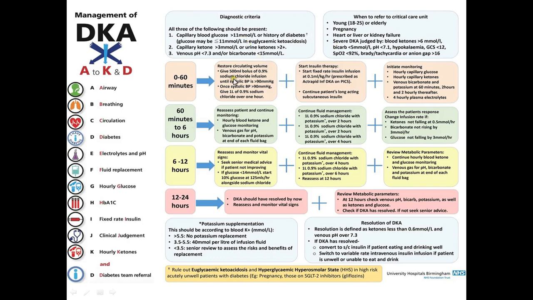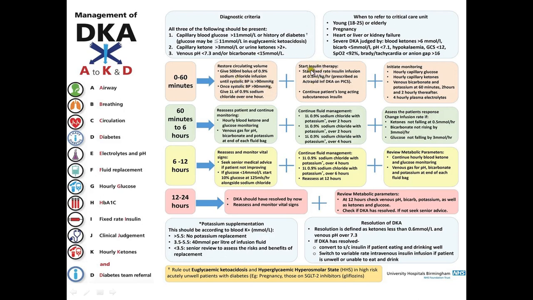So within 1 hour, 0 to 60 minutes, you have to restore the circulating volume. You give a bolus of 500 ml of 0.9% sodium chloride, and once systolic pressure is more than 90, you give 1 liter of the 0.9%. So if the pressures are low, then you give the 500 ml bolus and bring the pressure up. And if the pressure is more than 90 systolic, then you give 1 liter over 1 hour.